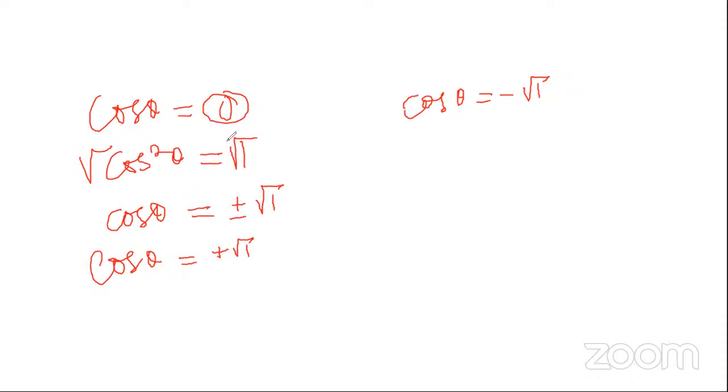But this one works only if cos squared theta is equal to a constant. If it is cos squared theta plus something else which is not a constant is equal to something, then it doesn't work.